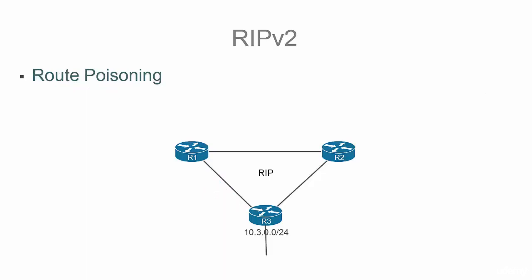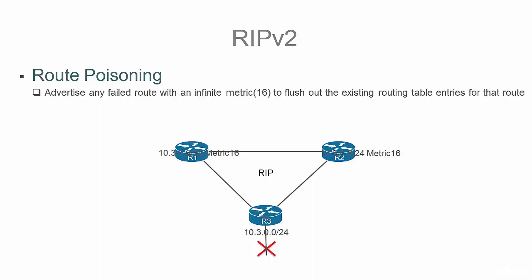Route poisoning is another method for RIP version 2 to prevent routing loops. In this example, let's say that R3's connected 10.3.0.0 interface had failed. To prevent routing loops in the routing topology, R3 would introduce route poisoning by advertising that same network with a metric of 16. And this is how route poisoning works, by advertising any failed route with an infinite metric of 16 to flush out the existing routing table entries for that route.